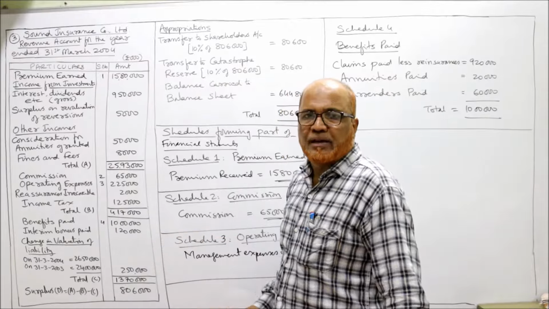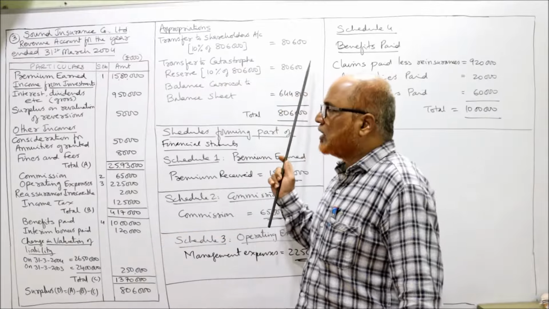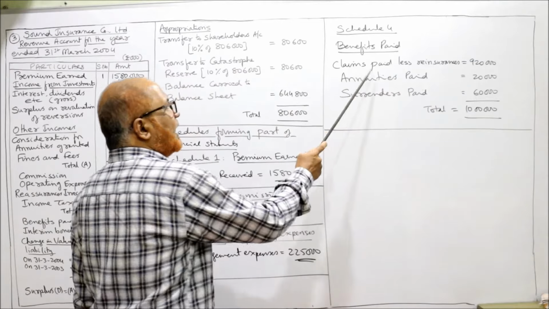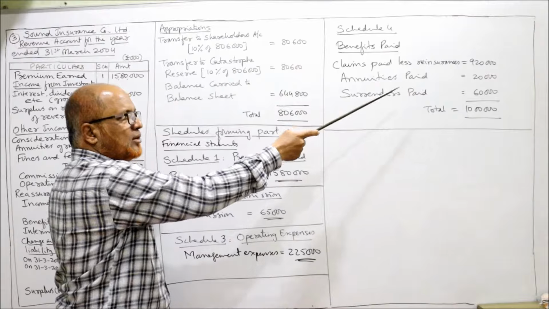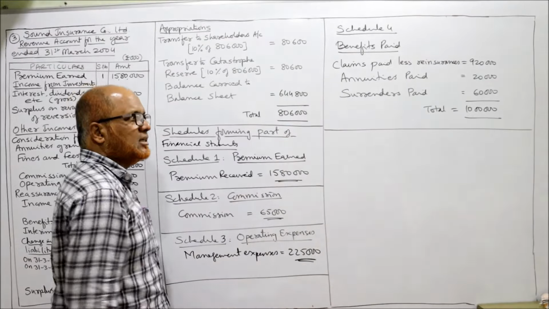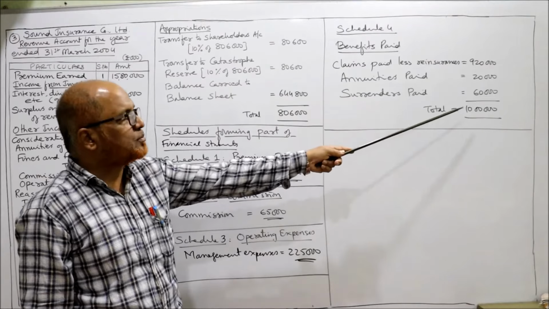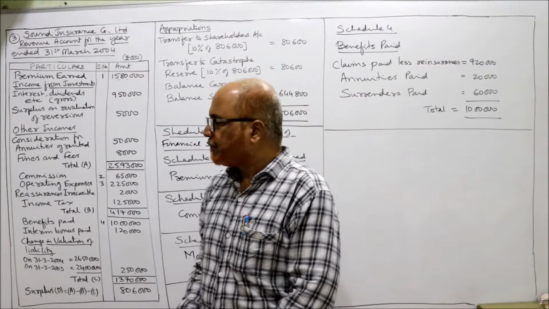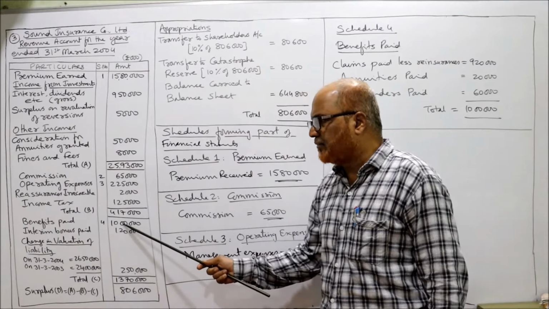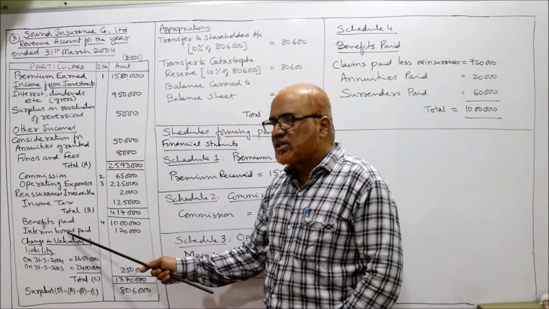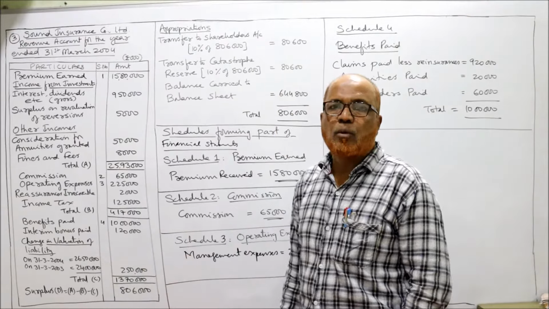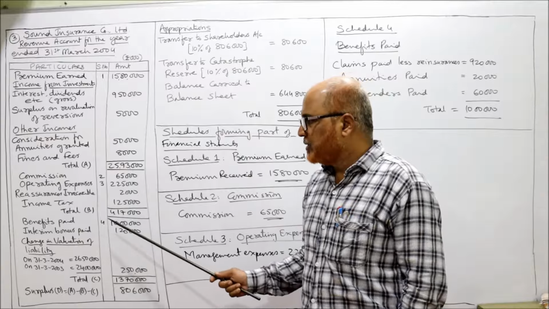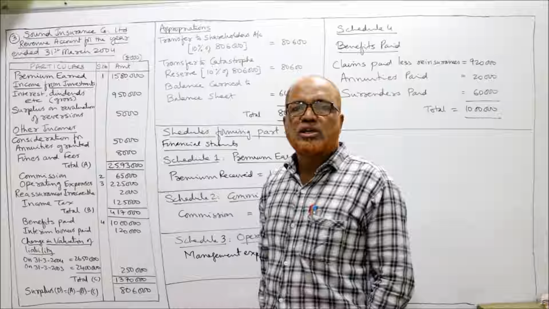Now benefits paid, schedule number 4. In schedule number 4, benefits paid, we'll take claims paid less reinsurances 9 lakh 20,000, annuities paid 20,000, surrender paid 60,000. The total of benefits paid are 10 lakh. This 10 lakh rupees benefit paid I have taken here. Now interim bonus paid, this is the new point. So interim bonus paid will be shown below benefits paid. So 1 lakh 20,000.